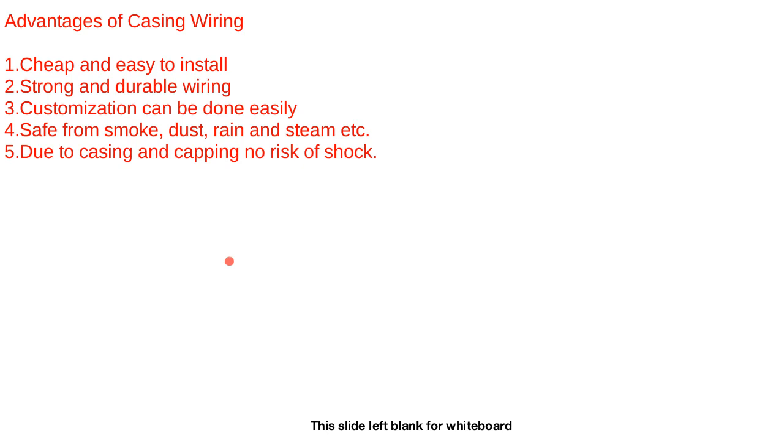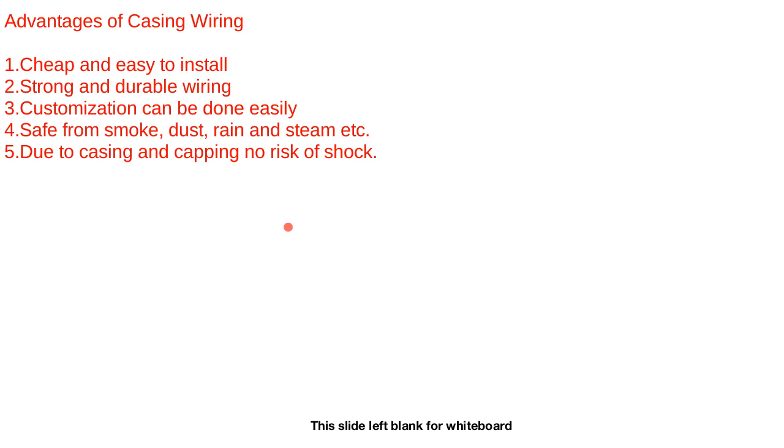Most of these advantages are the disadvantages of the cleat wiring system. And the last advantage here is that, due to the casing and the capping, there is not that risk of shock, and therefore the risk of fire is also minimized, because there is that covering of the conductors. So there is no risk of shock and fire.